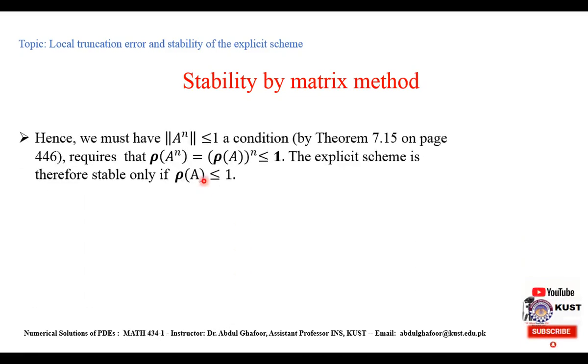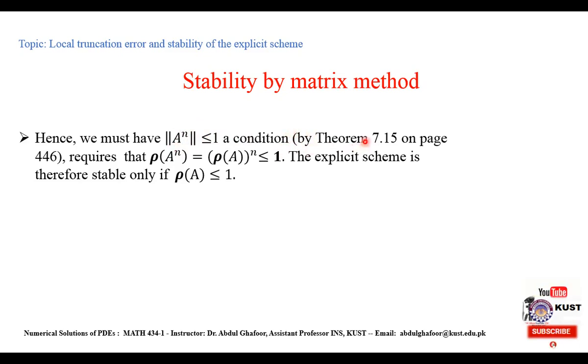Hence we must have the norm of A^n less than or equal to 1, because when the norm of A^n E0 is less than or equal to the norm of E0, we need the norm of A^n to be less than or equal to 1. In norm we have that the norm of A^n E0 is less than or equal to the norm of A^n times the norm of E0. So when the norm of A^n is greater than 1, then the norm of A^n E0 will not be less than the norm of E0. So that's why the norm of A^n must be less than or equal to 1, and then the norm of A^n E0 will be less than or equal to the norm of E0. And this is a condition.